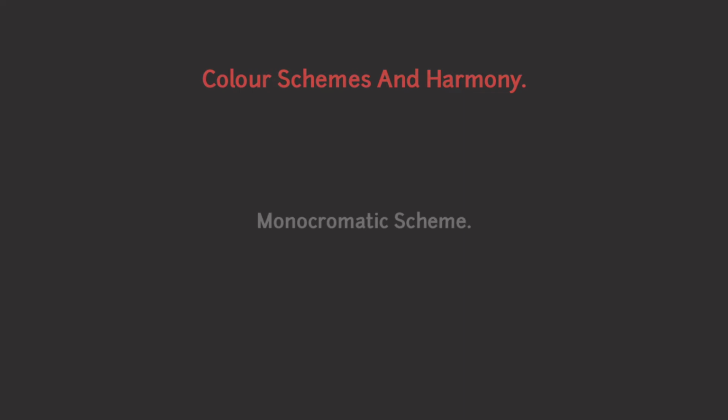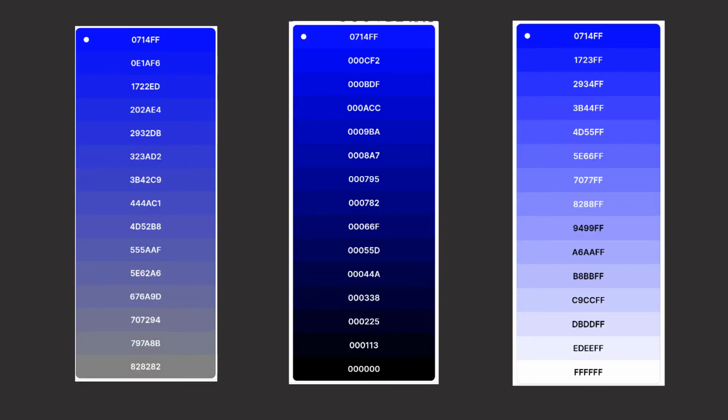Number one, we have the monochromatic scheme. This is the various shades, tones, or tints of one color. For instance, a range of blues varying from light to dark. This type of scheme is more subtle and conservative.